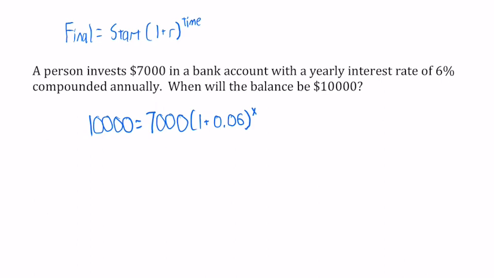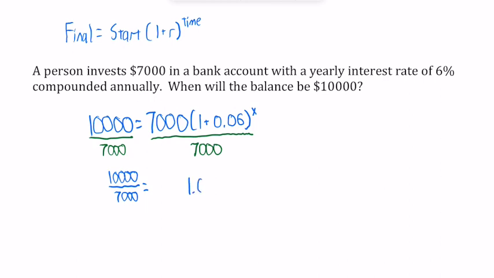So to solve this, we need to get our exponential expression by itself. The first step to doing that would be to divide by 7,000 on both sides. And this leaves us with 10,000 divided by 7,000 equals 1 plus 0.06, which would give us 1.06 raised to the x.